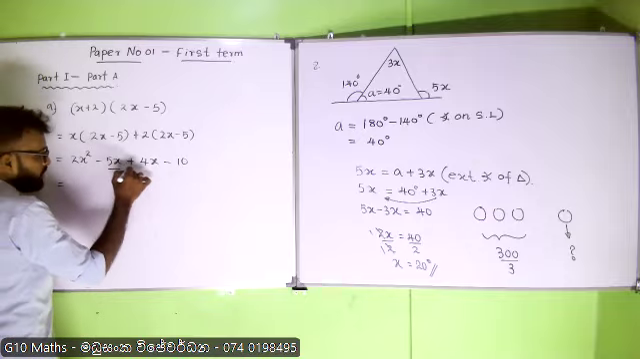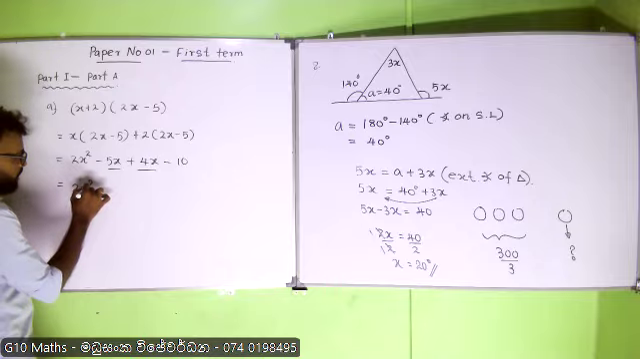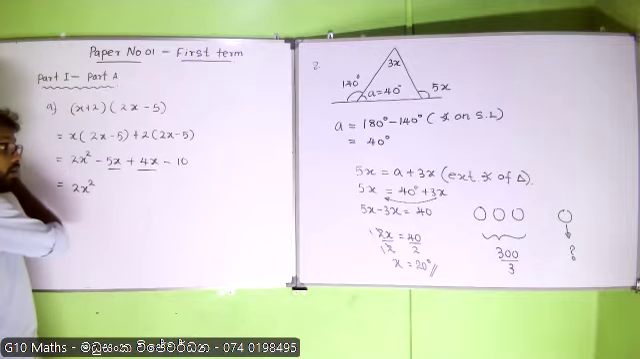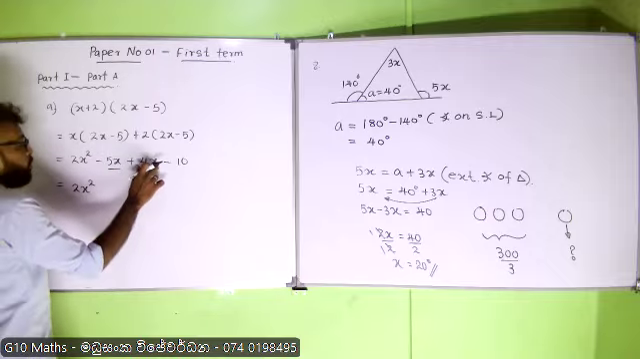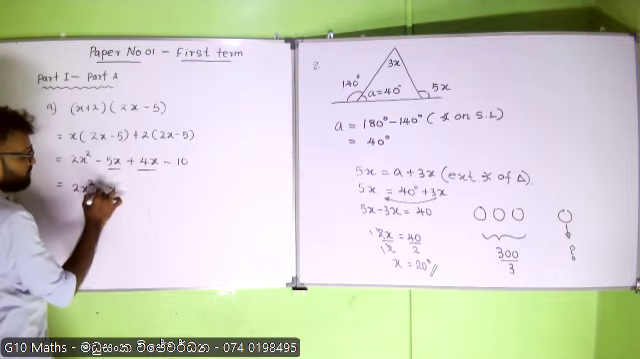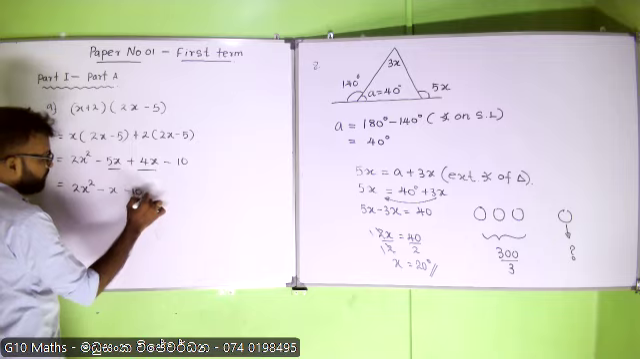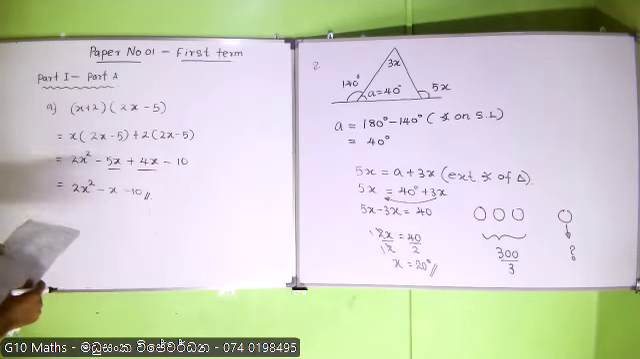So, these two terms are like terms, right? So, I have to simplify them. 2x square, and for the x terms, there are 5 girls and 4 boys. So, 1 girl is remaining, right? Negative x. And negative 10. Done. That is the answer for 9th.